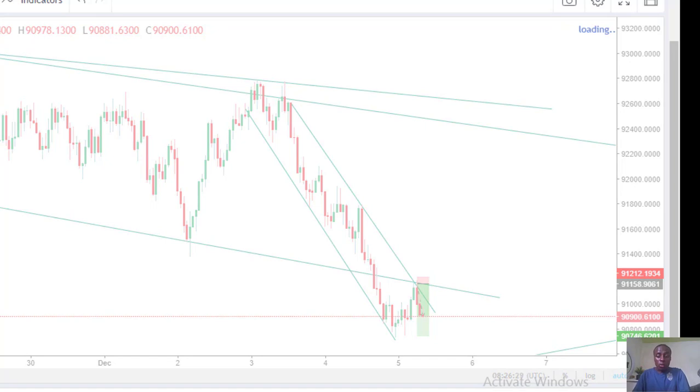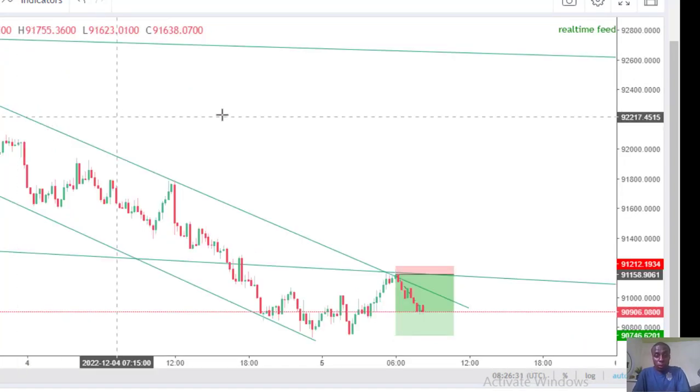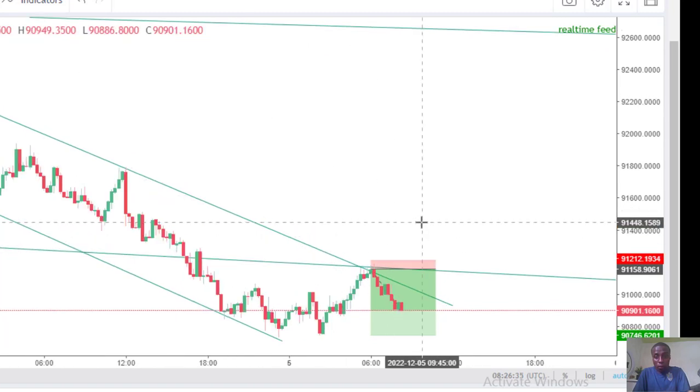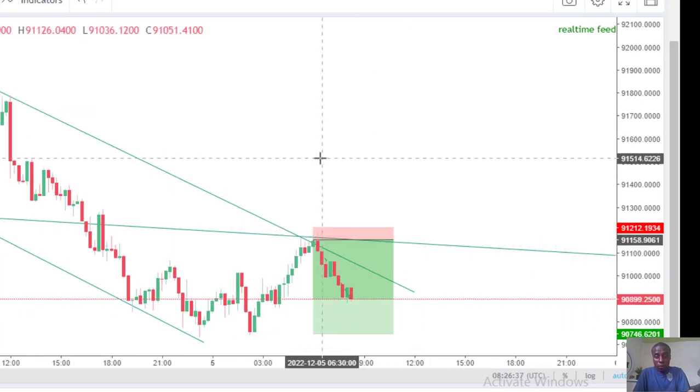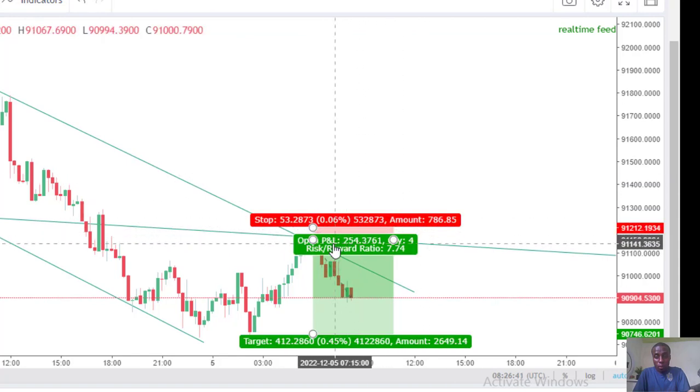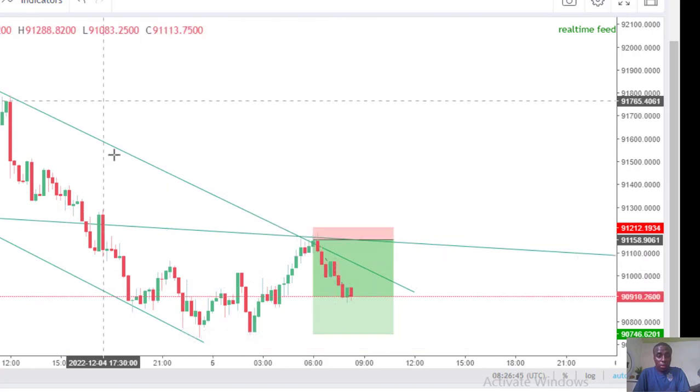Now if you drop to the 15 minutes, we are just taking a recap. So we connected these ones. This one gave us our complex of entry, and this is where we enter, and this is where we enter. You can see that from there. Now this is a live trade, and you see that price has already moved.